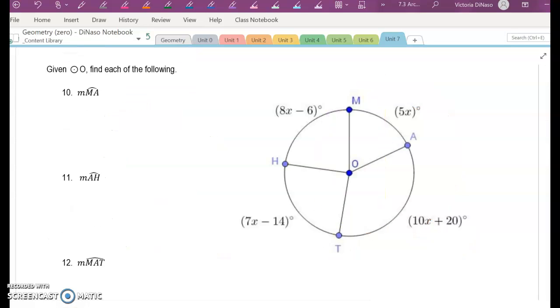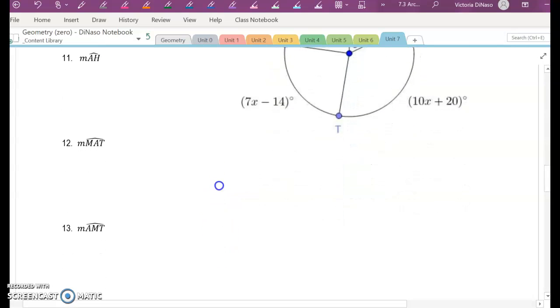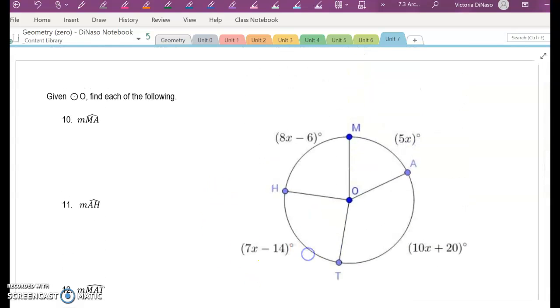This is our final picture, the final type of circle that you could have. These all have x. It's 8x minus 6. We've got 5x. We've got 10x plus 20. And we've got 7x minus 14. What we're looking for in each of these, we've got minor arc, major arc, major arc. But there's actually no numbers, all right? So in order to find our answer, the final way that we could have our pictures is a full circle.